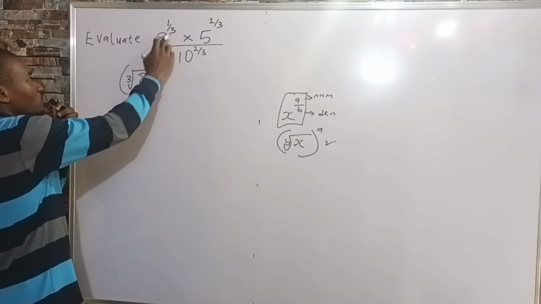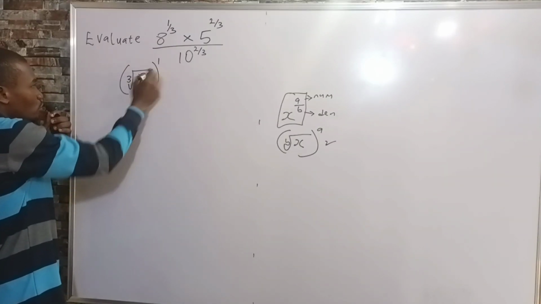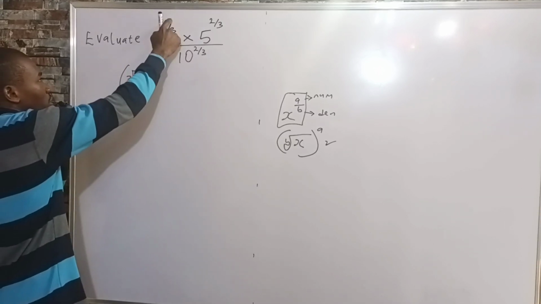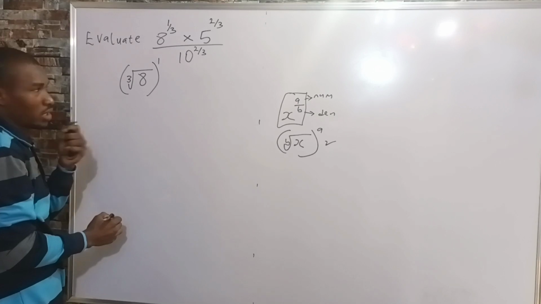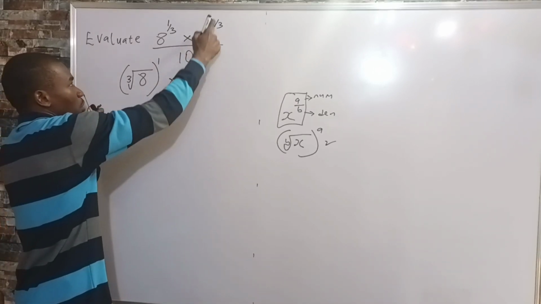I have 8 raised to the power of 1 third. So I had to find the cube root of this given numeral 8. Then I raise it to the power of the numerator value here, which is 1. Then multiplied by, here I have 5 raised to the power of 2 third.